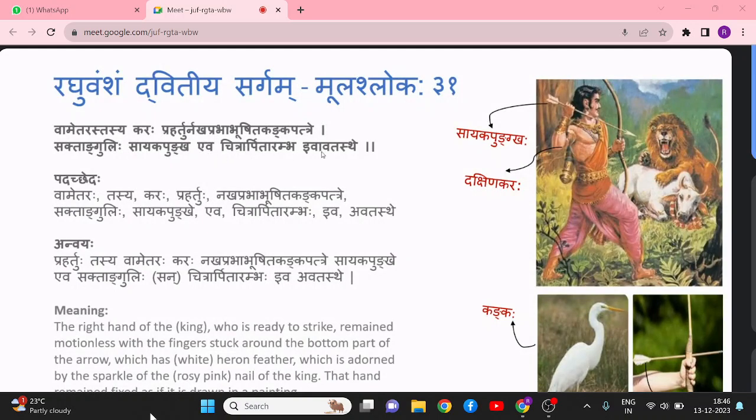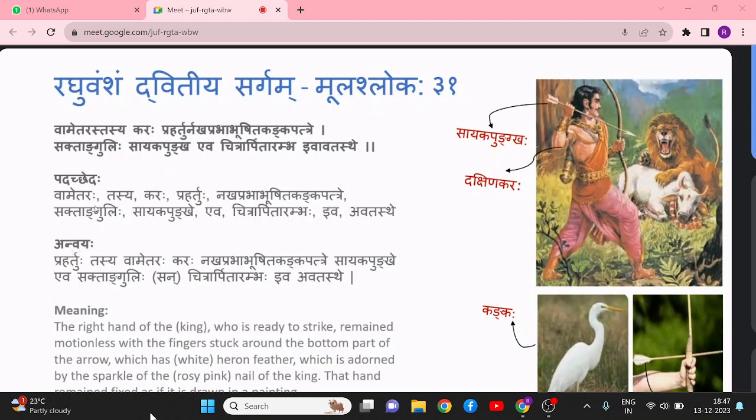Eva. Then chitrarpitarambha ivavatasthe. It seems chitram is picture, and arpita is depicted in the picture. I don't know exactly how this arambha works here, but it seems it means this hand was stuck there as if it were written or depicted in a picture. Iva is the upama vachakam, like it is being depicted in a picture. Avatasthe, stha dhatu with ava as the upasarga: stood motionless.